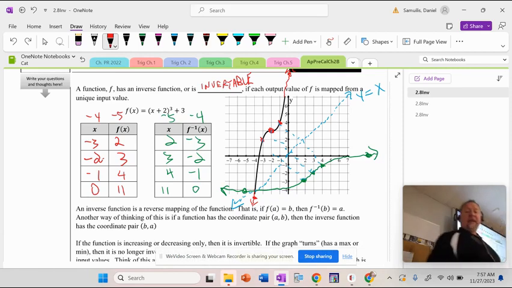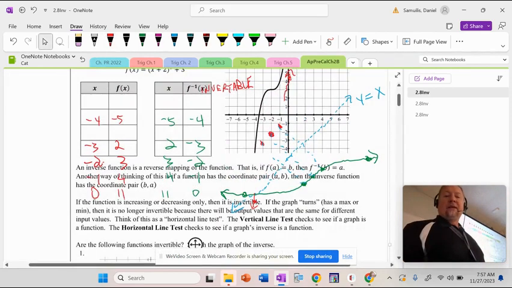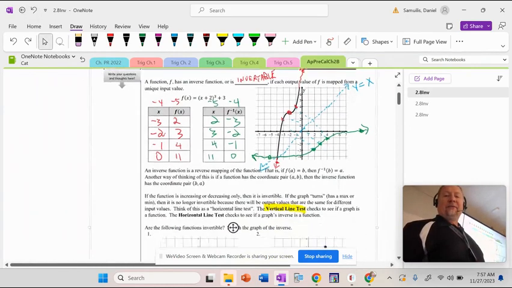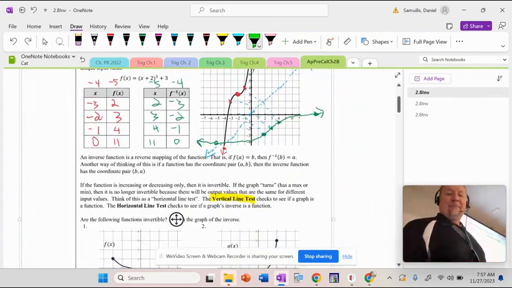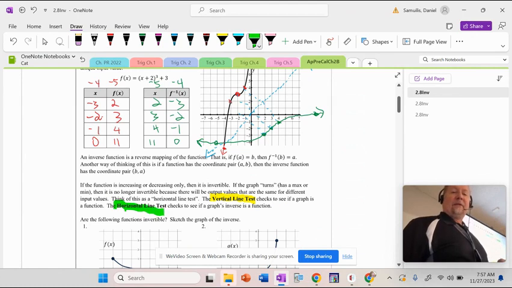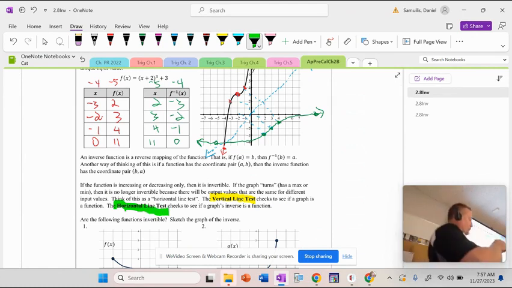But then the horizontal line test, yay, I love you. I missed you. All right. It's just something that happens all the time when the paper slides and ruins my life. All right. Sorry, my pen's going bad too.